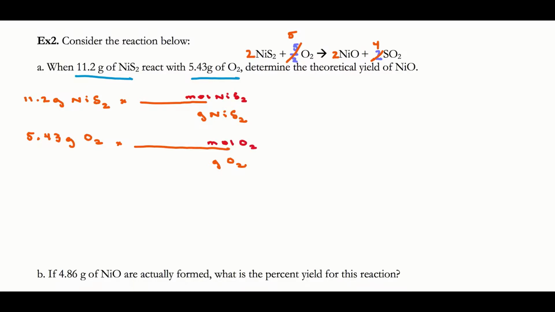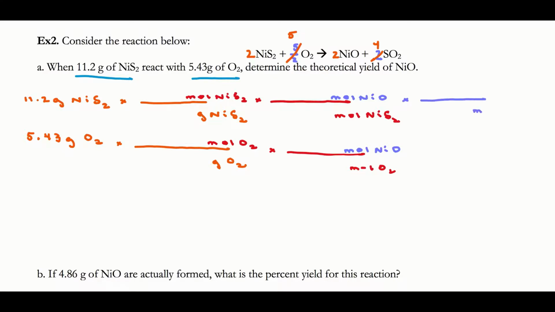Okay, now I need to get out of moles of my reactants and into moles of nickel oxide. Okay, and the last step, because I want to know the theoretical yield, I want to get into grams of nickel oxide for both of these. Okay, so last step, get into grams. All right, and let's get all of our conversion factors now.